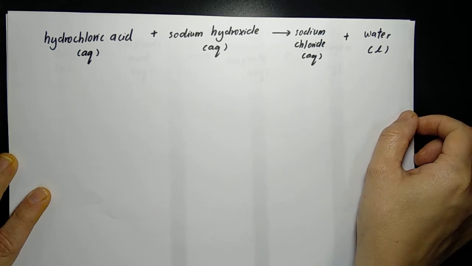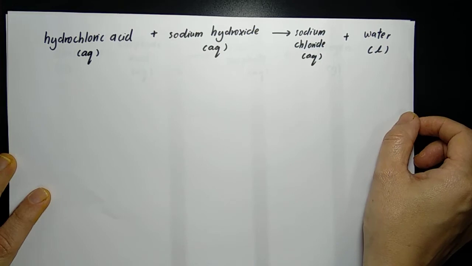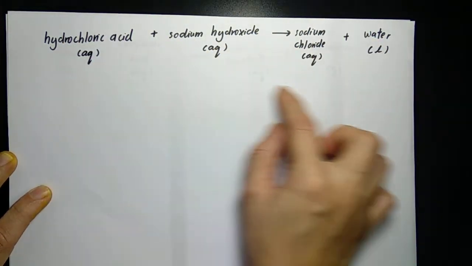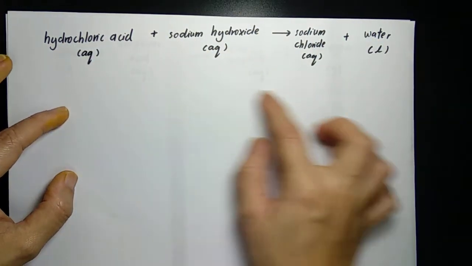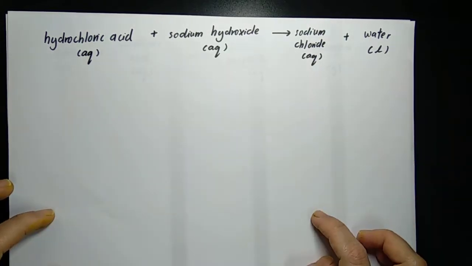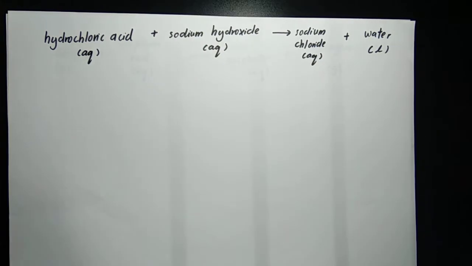Hi kids, today we're going to talk about chemical equations, how to convert a word equation into a chemical equation, and then we're going to take that chemical equation and convert it into an ionic equation. Alright, so let's start with this.